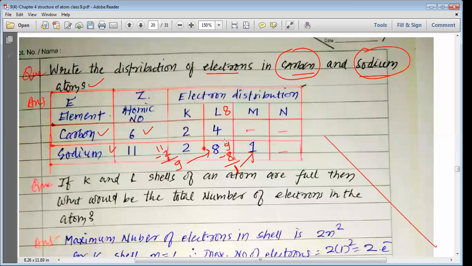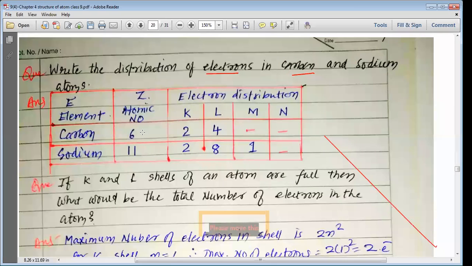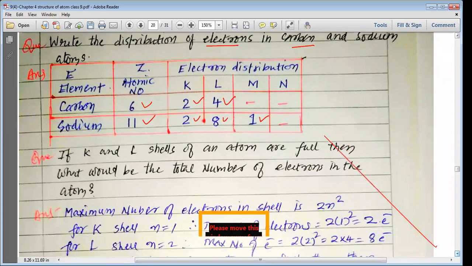So, my dear students, we can now understand that if the atomic number is 6, in the K shell we have 2 electrons and in the L shell we have 4 electrons. If the atomic number is 11, in the K shell we have 2 electrons, in the L shell we have 8 electrons and in the M shell we have 1 electron. So let us understand a few more examples or the next question.